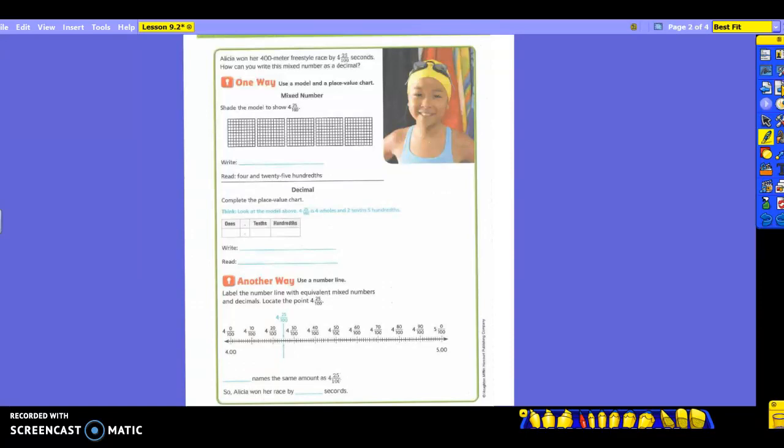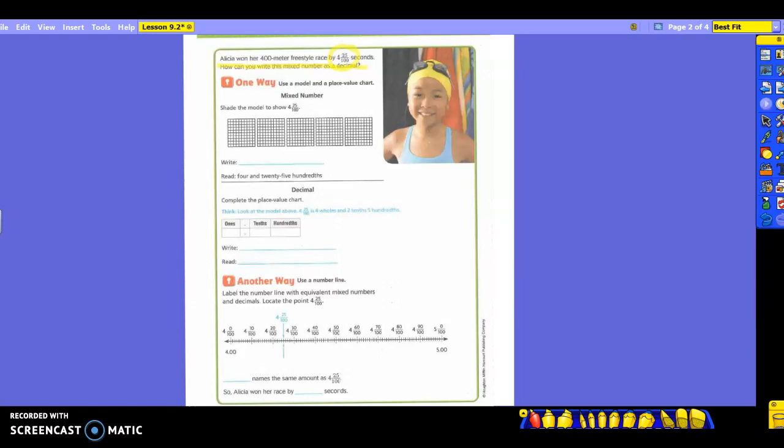All right, this one says Alicia won her 400-meter freestyle race by 4 and 25 hundredths seconds. How can you write this mixed number as a decimal? There's your question. How can I write it as a decimal? And 4 and 25 hundredths is the fraction you need to be using for this. So again, we're going to use a model. We're going to use a place value chart. And we're also going to use a number line. So I want you to make sure you know how to use all three of them.